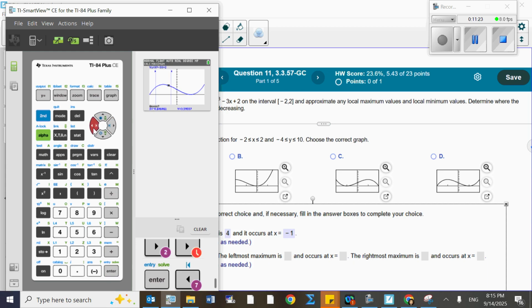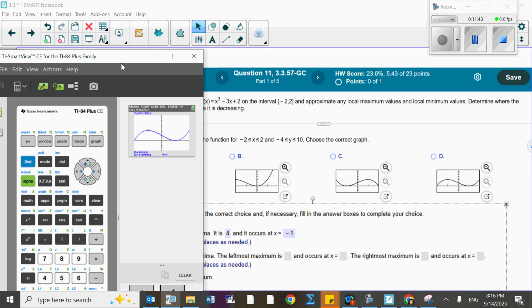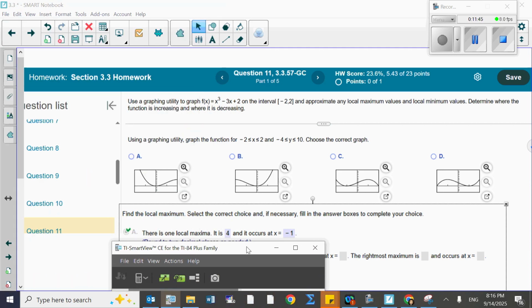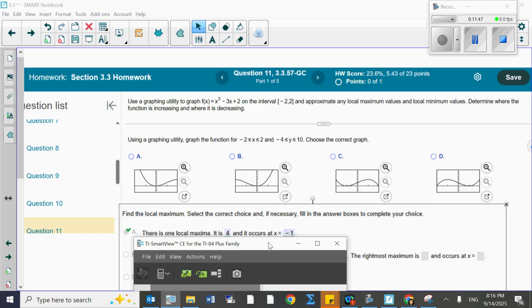Move your cursor almost to the top of that point. It doesn't have to be very accurate. Then you press enter and it's going to give you the value. The x is 1.00001 and y is 4. I mean, it was -1. X is -1. So now I can enter the value here, which is 4 and -1.